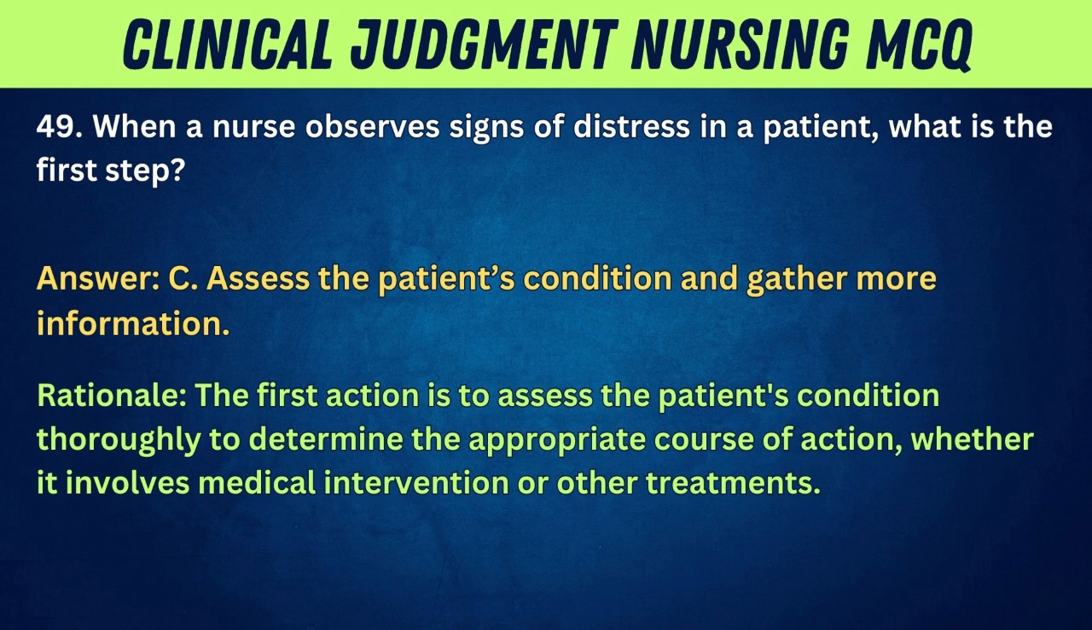Answer: C. Assess the patient's condition and gather more information. Rationale: the first action is to assess the patient's condition thoroughly to determine the appropriate course of action, whether it involves medical intervention or other treatments.